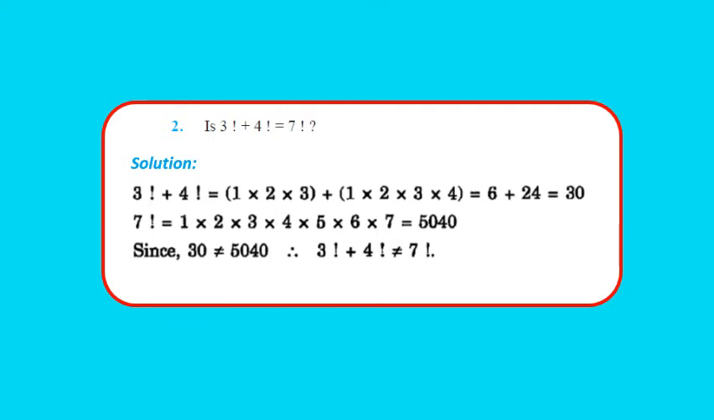Now it is clear that 30 cannot be equal to 5040. Therefore, factorial 3 plus factorial 4 cannot be equal to factorial 7. Clear? So pause and note down the solution.